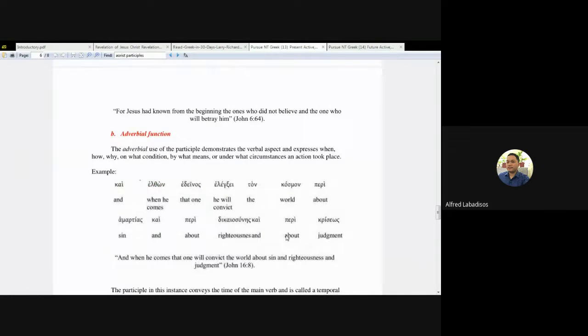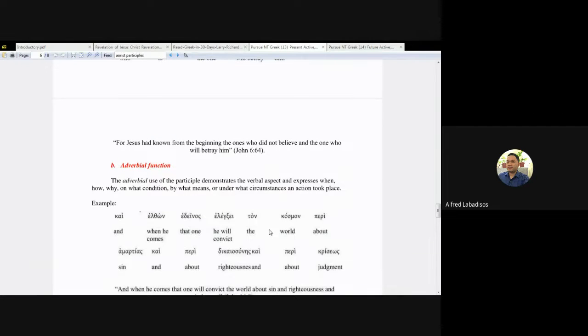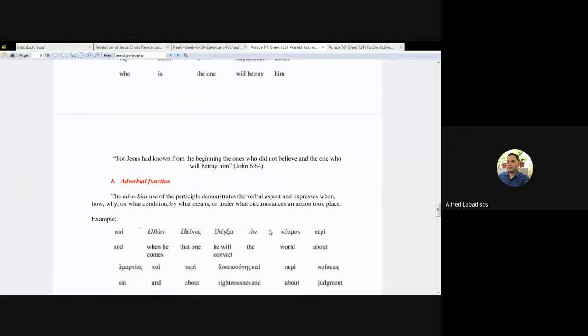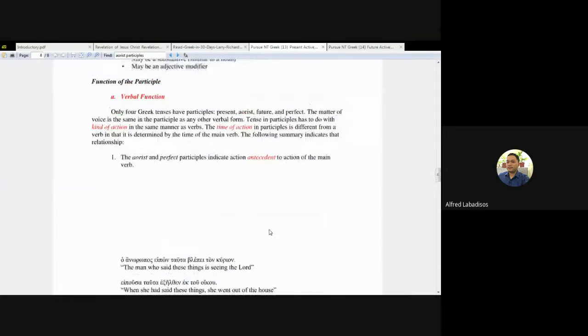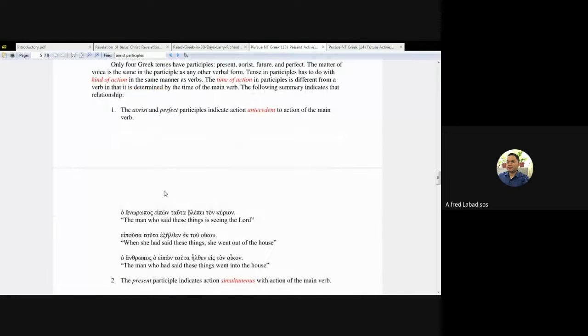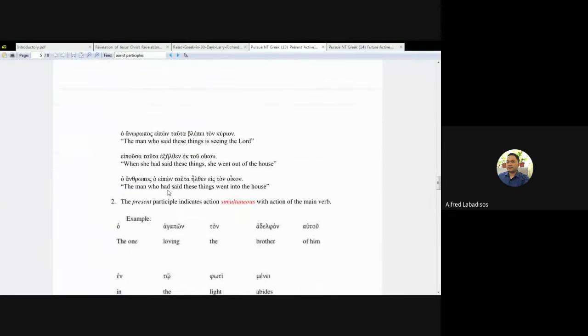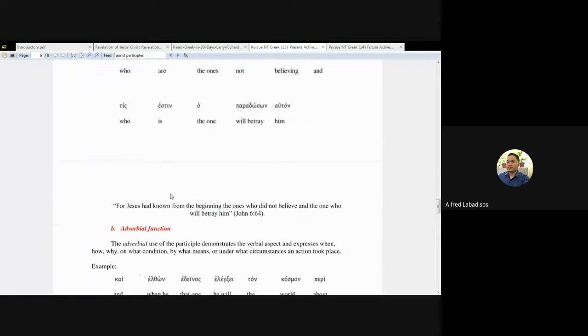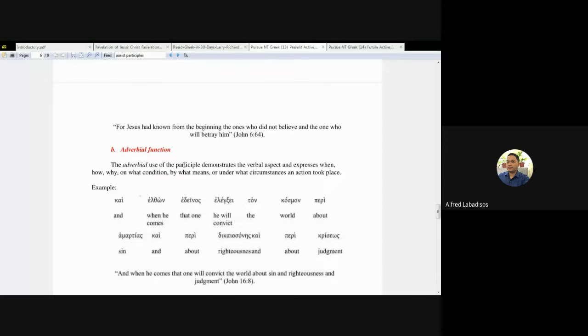Now, the adverbial function of the participle. Again, for the verbal function, we have the relationship between the action of the participle and the main verb. For the adverbial use, the participle demonstrates the verbal aspect and expresses when, how, why, on what condition, by what means, or under what circumstances an action took place. So that's the adverbial function. So when, how, why, what.